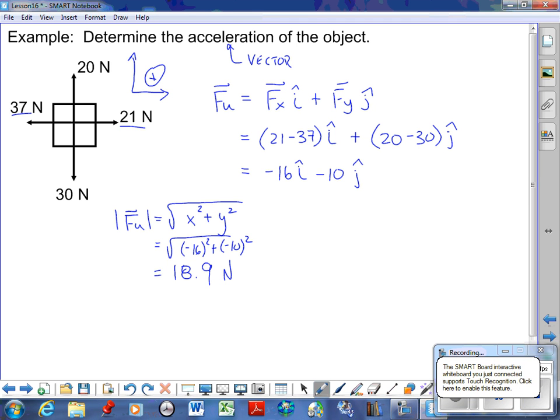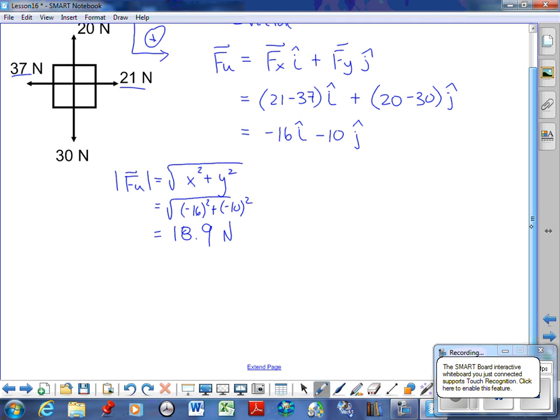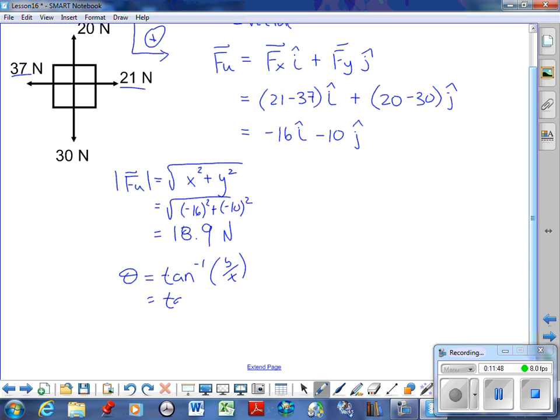Now I need a direction because this is a vector, so I have to find the angle. Tan inverse of y over x, so tan inverse of 10 over 16. This is exactly what you were doing in the first unit, right off the start of the course. So we'd have 10 divided by 16, tan inverse, and I end up with 32 degrees.